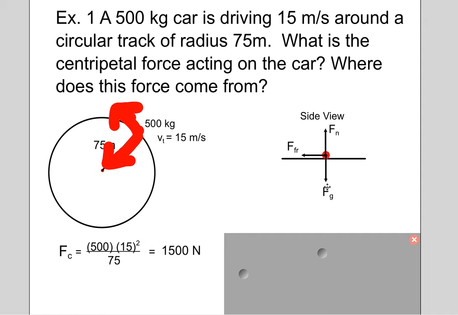Gravity's pulling the car down to the ground. That's not the direction of centripetal force. Normal force is pushing up from the ground on the car. That's not the proper direction for centripetal force. Only the friction between the car and the ground could be heading in this direction and providing the centripetal force.